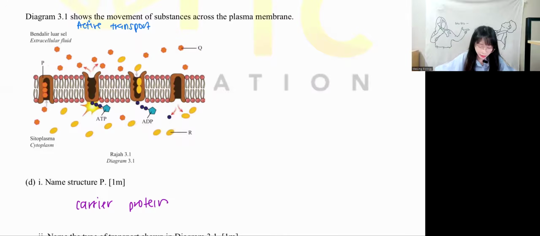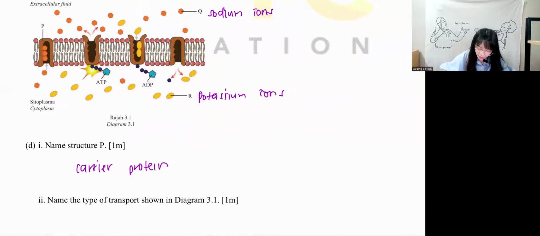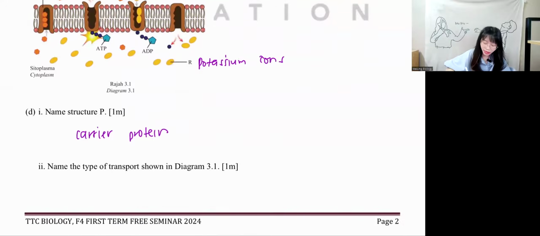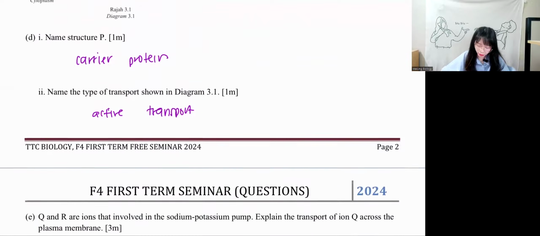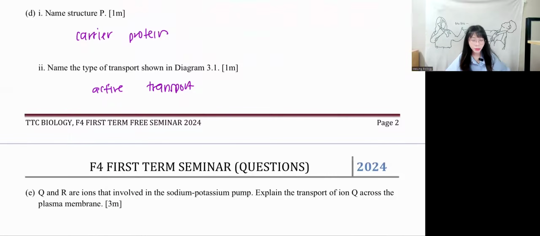If you count, how many here in total for your Q? 3, right? If it's 3, what is this ion? It will be a sodium, correct? So Q is a sodium ion. What about R? If one is sodium, the other one has to be potassium, correct? Potassium ion, very good. Now, next question. Name the type of transport. Since this is an active transport, just write it again. Active transport.